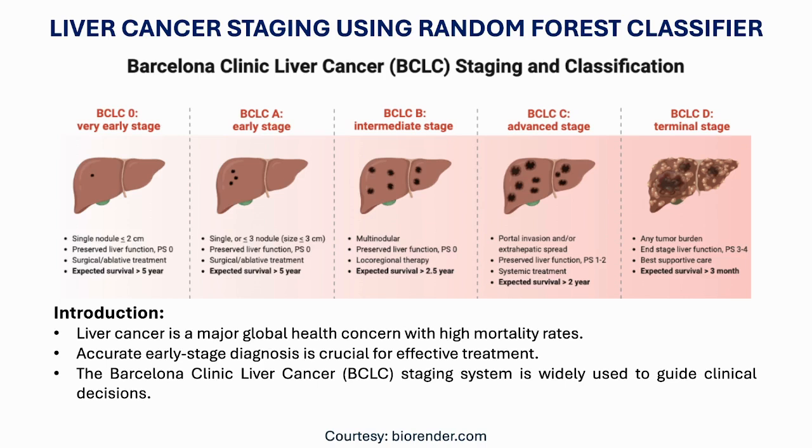Early detection and accurate staging of liver cancer are crucial for improving the survival rates of patients. Staging not only helps to assess how advanced the cancer is, but also guides doctors in deciding the best treatment approach. One of the most widely accepted staging systems is the Barcelona Clinic Liver Cancer Staging System. It is specifically designed to categorize patients based on tumor size, liver function, physical condition, and other clinical factors, ensuring that each patient receives an appropriate and personalized treatment strategy.